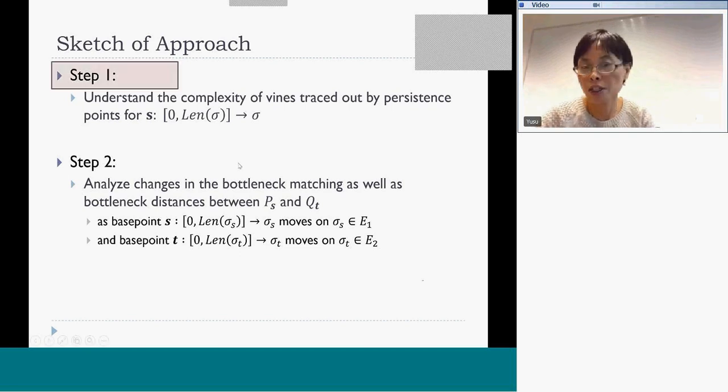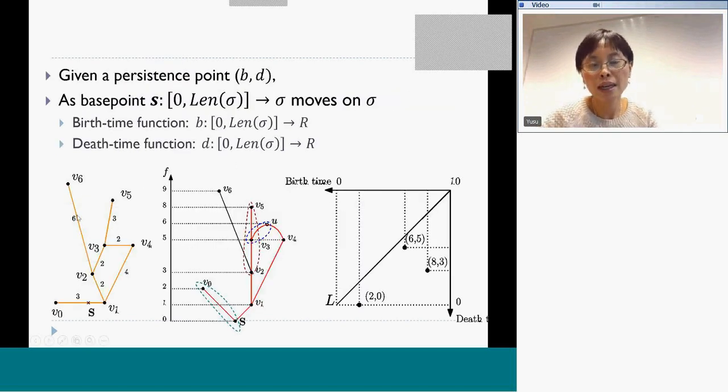Okay, so let's look at the first step. In this case, my base point S is going to move along a fixed edge, sigma, and let's just pick one persistence point with birth point and death point, say the 6 here. We want to know, as base point S moves inside the edge, how the birth time, which is 6 at this point, changes. How does the death time change? So we analyze them separately.